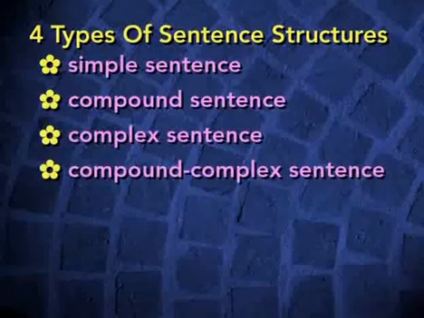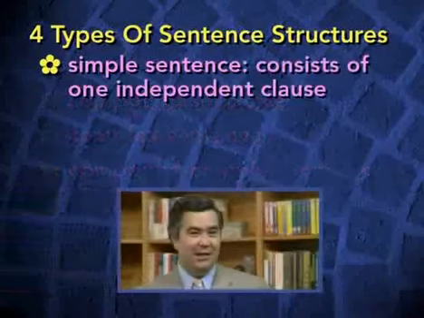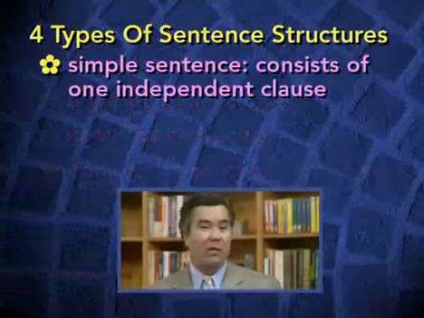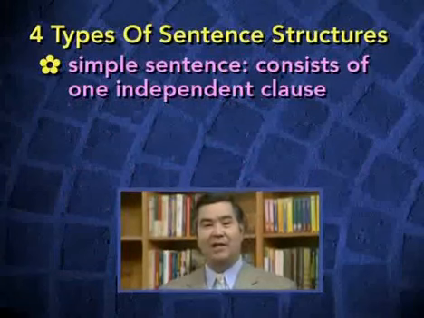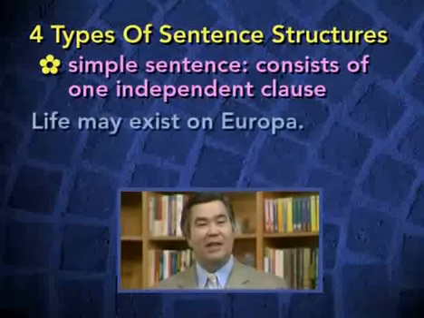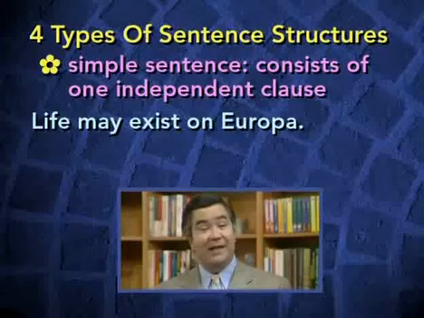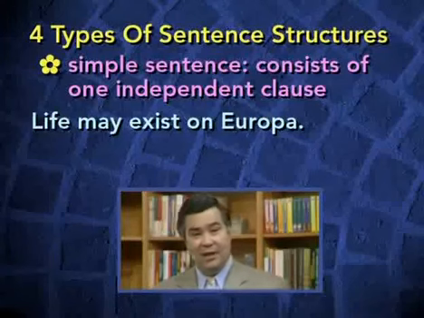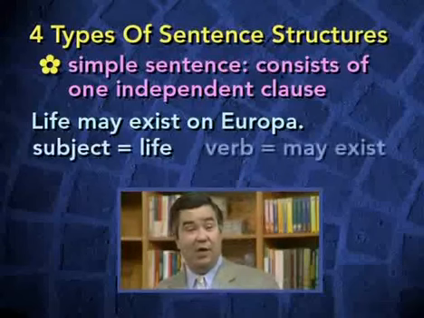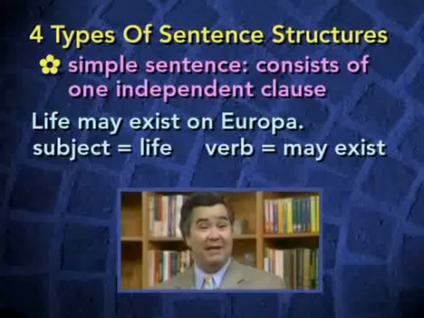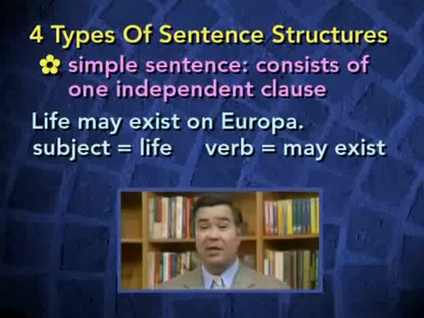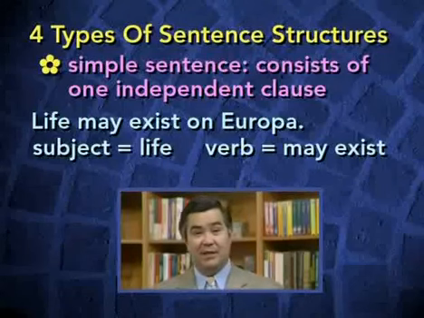Let's take a look at each. First, a simple sentence. A simple sentence consists of one independent clause. Remember, an independent clause can stand alone as a sentence, and when it does, the result is what we call a simple sentence. For example, life may exist on Europa. This simple sentence contains the subject, life, the verb, which has 2 words, may exist, and taken together it is one clause, one independent clause, and therefore a simple sentence.